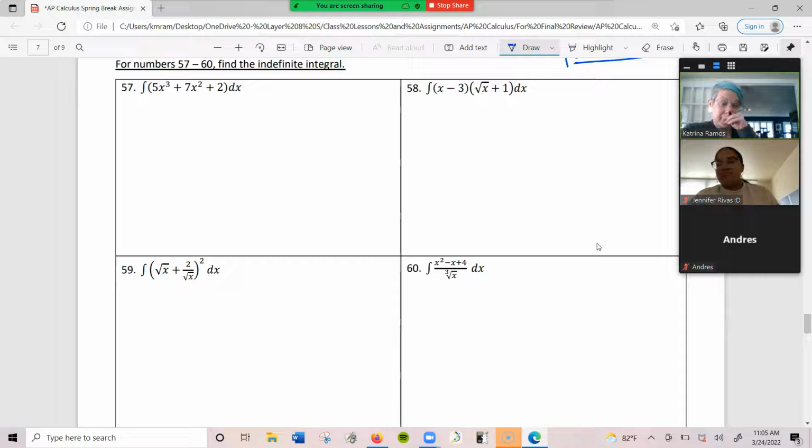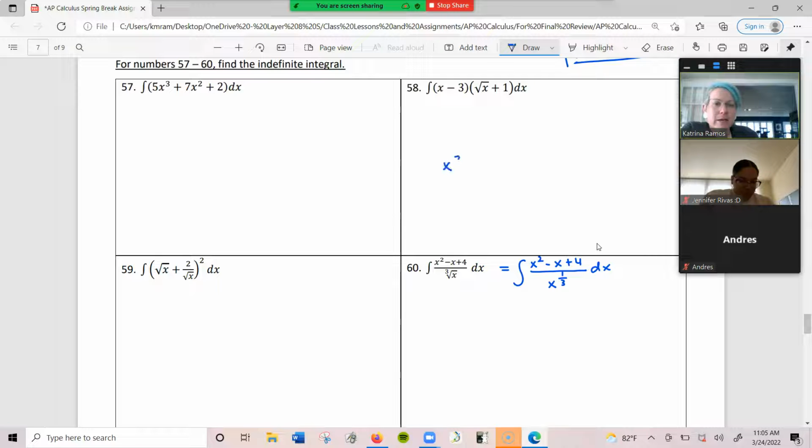So this is the integral of x squared minus x plus 4 over x to the 1/3 dx, right? Think about it as simplifying your fractions. You can separate each one of these. So this is x squared over x to the 1/3 minus x over x to the 1/3 plus 4 over x to the 1/3. So far, so good? Okay.